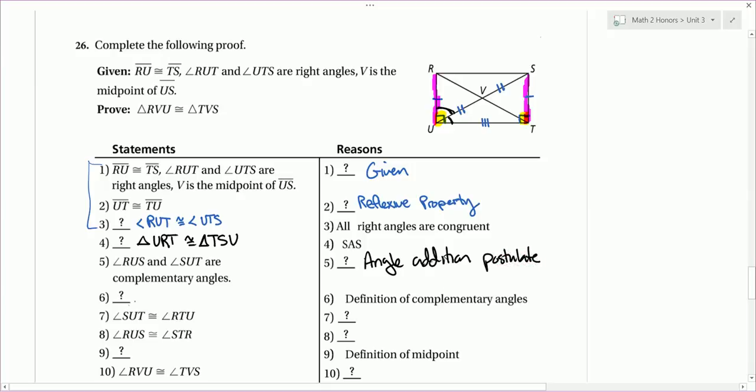Number 6, we don't know the statement, but we have the definition of complementary angles. The definition of a complementary angle is that the two measures, so the measure of angle RUS plus the measure of angle SUT, is going to add up to 90 degrees.